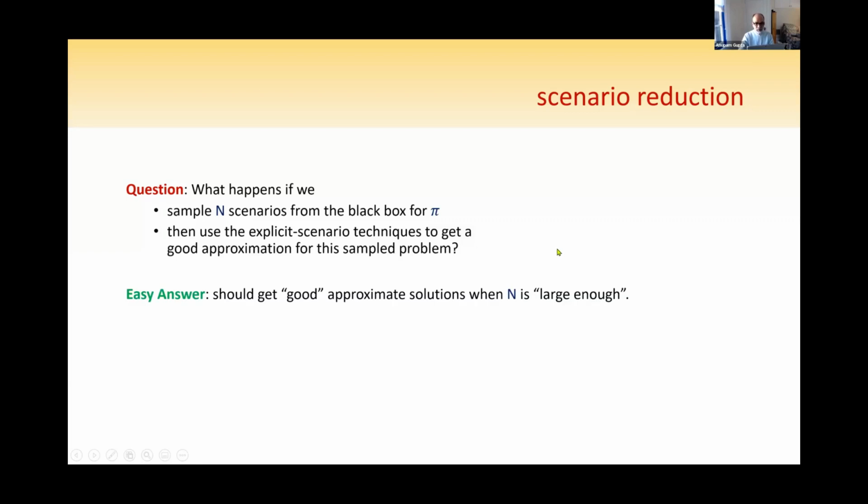So one natural thing is to sample a whole bunch of times from this black box. You get a bunch of scenarios. Every time you sample, you get a scenario. Solve the problem on these scenarios. And hopefully, the law of large numbers or something should say that if you sample enough times from this black box and solve the problem, it should be pretty much like the original problem. So the question is, what is large?